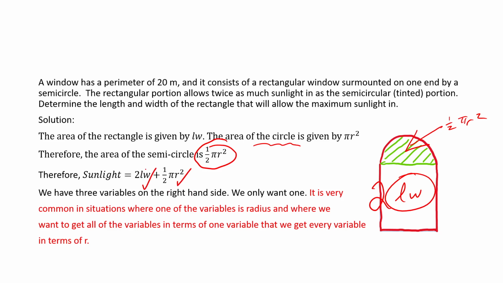Now we have 3 variables, L, W, and R. By now you've done enough questions that you know we only like to have one. So it's very common, as it says in red here, very important point, it's very common in situations where one of the variables is radius and where we want to get all the variables in terms of one variable, that we let everything be in terms of the radius. That's a pretty common phenomenon in these questions. We let R be that ultimate final variable.